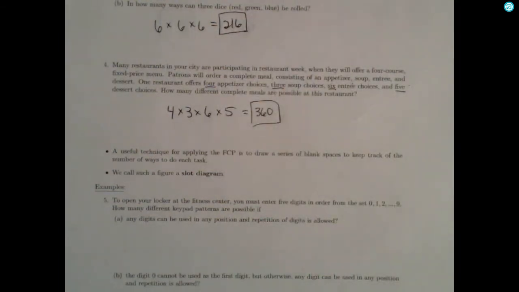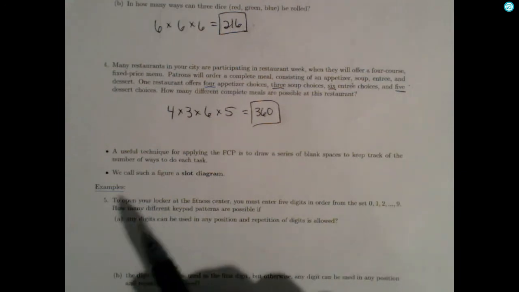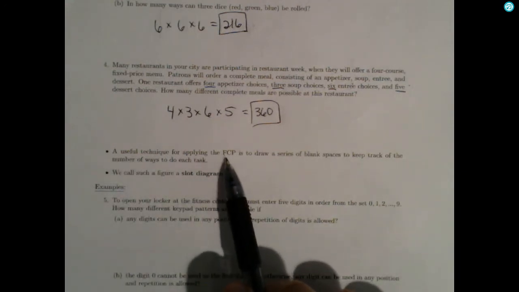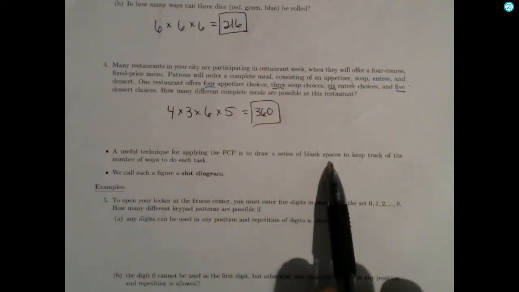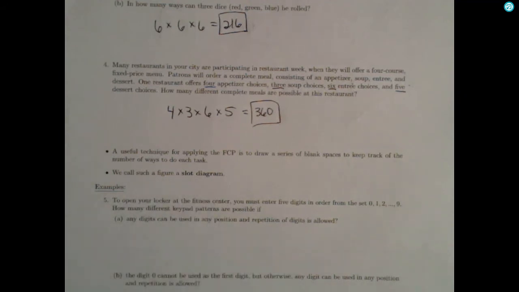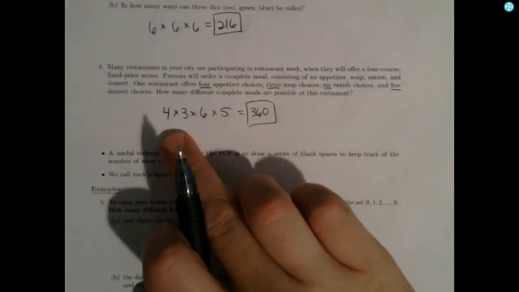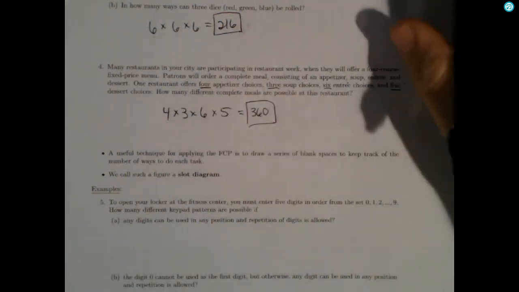That's how it works. Now, something that we've kind of been doing that I think we should give a formal name is this. A useful technique for applying the fundamental counting principle, FCP for short, is to draw a series of blank spaces to keep track of the number of ways to do each task. And we call such a figure a slot diagram. So in the homework, you might be asked to draw a slot diagram to answer this problem. They're basically just asking you to do what we did up here, but draw out a slot for each of the choices that you have to make. So I'll show you an example.